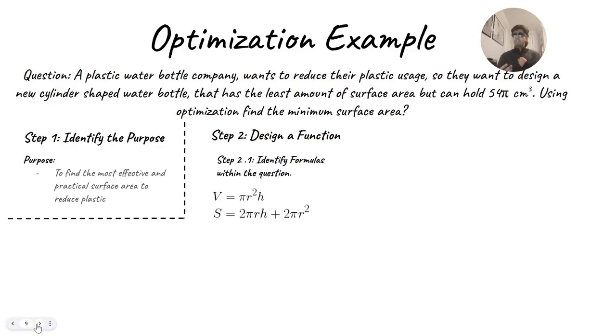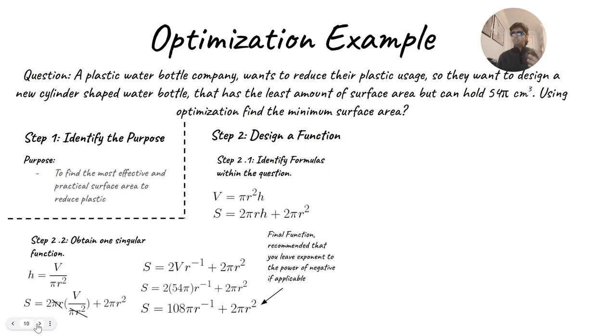Now, obviously, our end result is the surface area formula for a cylinder. So let's use the surface area formula for a cylinder, which is 2 pi r h plus 2 pi r squared equals surface area. Now, let's combine these two formulas that we have just identified into one singular function. And how do we do that? We do it like this.